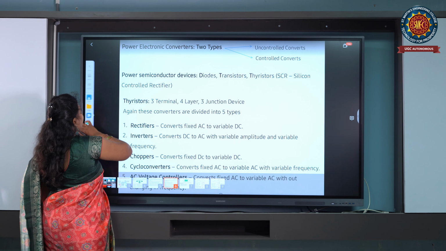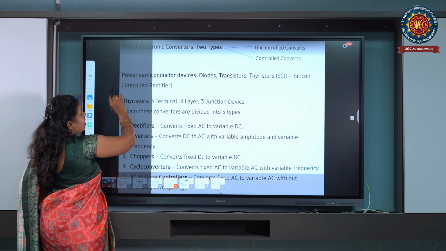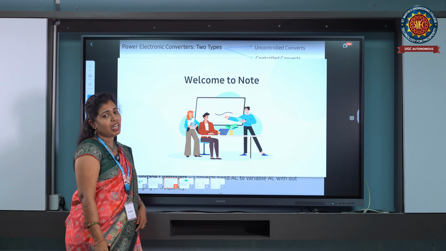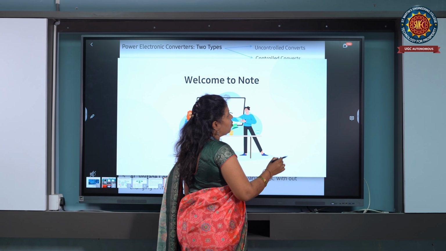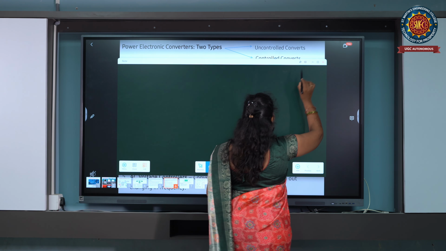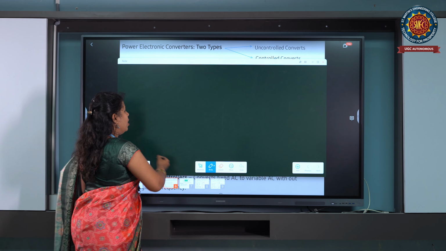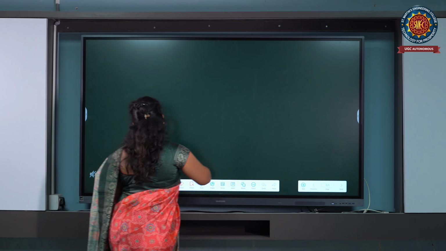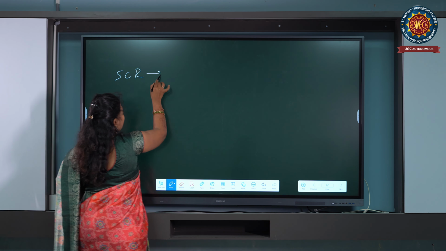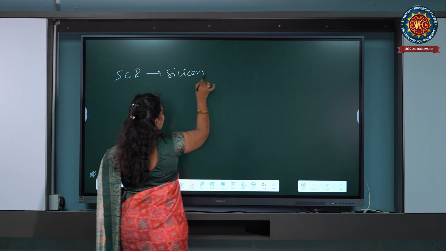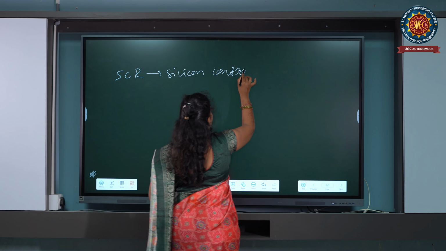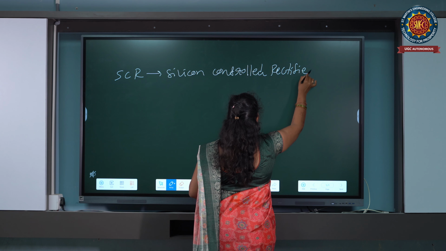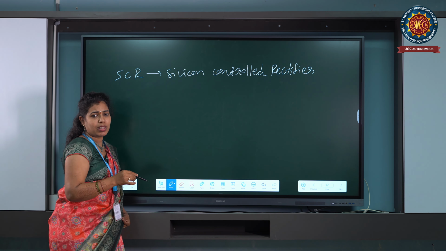Now, what is meant by thyristor? Thyristor is also called an SCR. SCR is nothing but a silicon controlled rectifier. S stands for silicon, C stands for controlled, R stands for rectifier. This silicon controlled rectifier has three terminals, namely anode, cathode and gate.